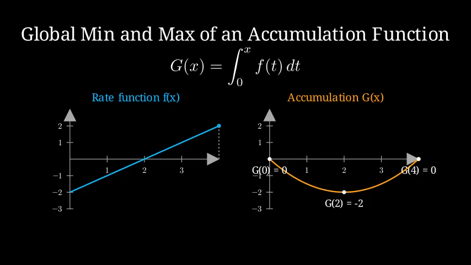Final takeaway. To find global extremes of an accumulation function, check where the rate function crosses the x-axis, and always check the endpoints.